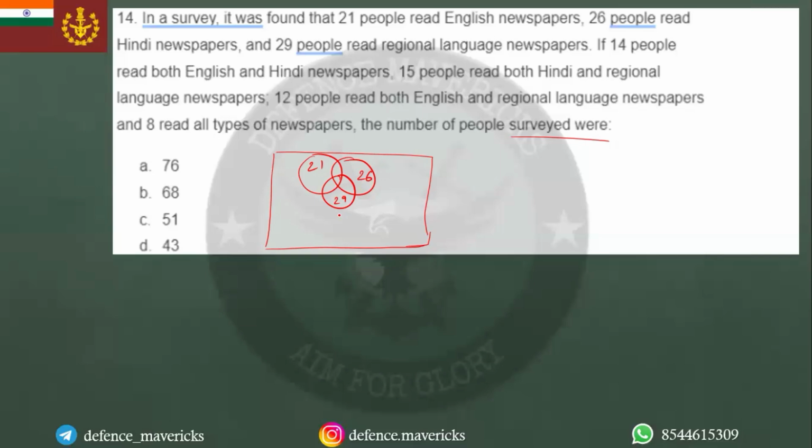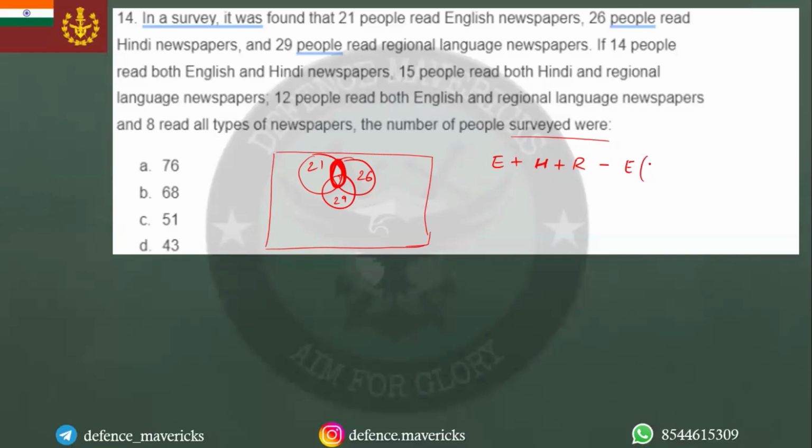Okay, so first things first. How will you calculate the total number? So first is you can just add all three. But what is the problem with adding all the three of them, English, Hindi, and regional? That there will be things which you will be adding twice. जैसे ये वाला जो set है, you will be adding it twice, right? So you will have to subtract it.